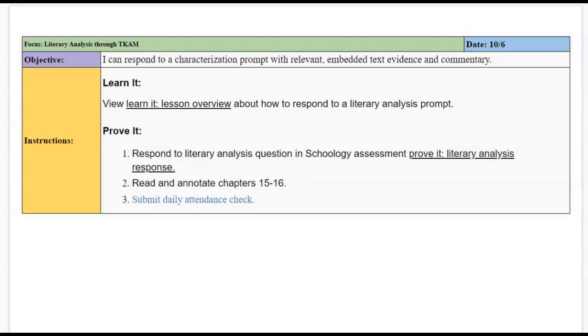And I'll give you two methods that you can use, or mnemonic devices, to help you remember the parts that you need. For Prove It today, you'll actually respond to a literary analysis question about a character in To Kill a Mockingbird in the Prove It literary analysis response Schoology assessment. And then to continue on with To Kill a Mockingbird, read and annotate chapters 15 and 16. And don't forget that you can be working on your dialectical journal entries ongoing.